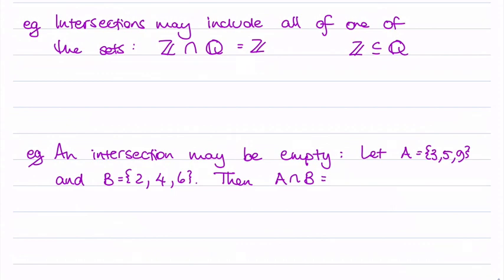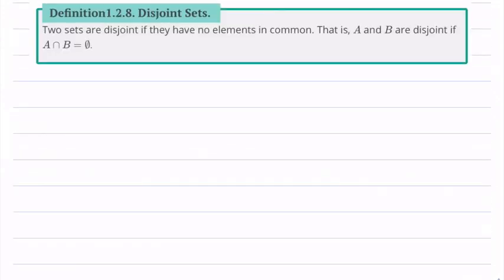On the other hand, it could be that an intersection is empty. For example, if we let our set A be {3, 5, 9} and B be {2, 4, 6}, then they don't have any elements in common, so the intersection is the empty set. We have a way of talking about that. If we have two sets who have no elements in common, then we say that those sets are disjoint. So that's just a little bit of terminology.